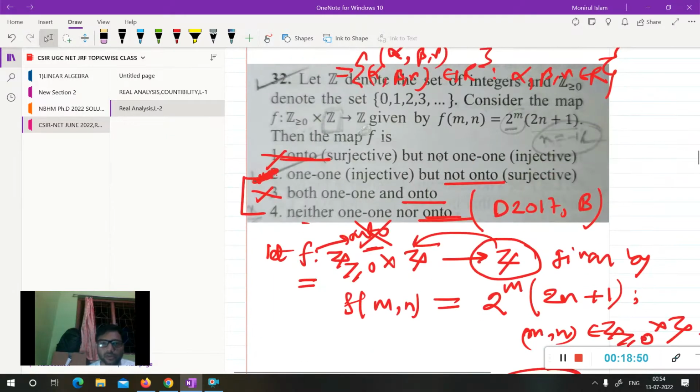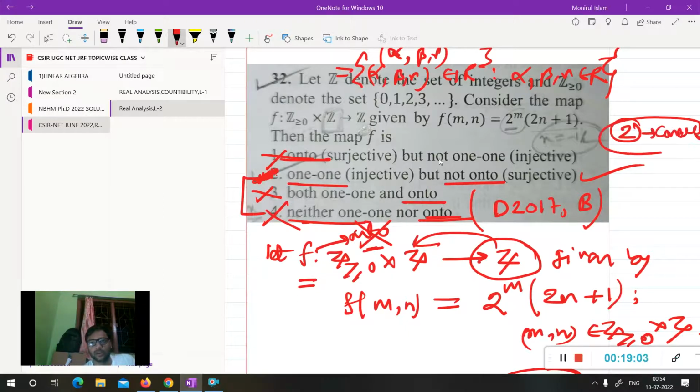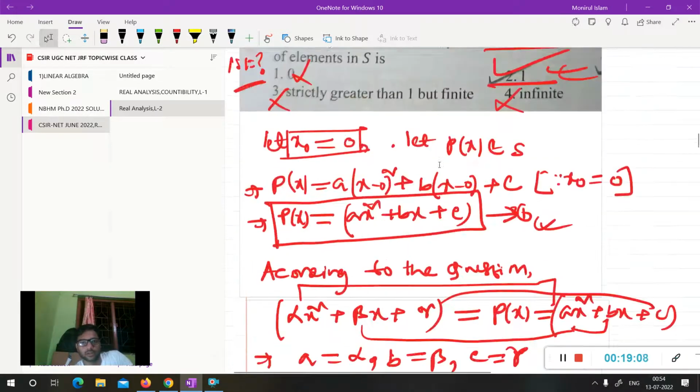So you can say it is injective, so it is one-one but not onto, so option 2 is correct. Neither onto nor one-one, no, because it is one-one. The map is one-one but not onto. So in this question the correct answer will be 2. Hope you understand. So now we enter the third question.